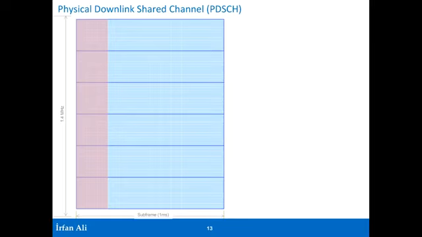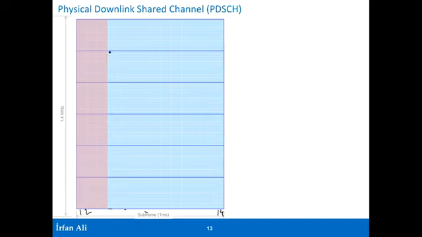If we look at each subframe that we had seen in the previous slide, here we are looking at a 1 millisecond subframe, and we had said that there are 14 of these OFDM symbols. So you have 1, 2, all the way to 14 OFDM symbols, and we are looking at a 1.4 megahertz channel, and we had said that there are 6 of these resource blocks, each resource block being 7 OFDM symbols.